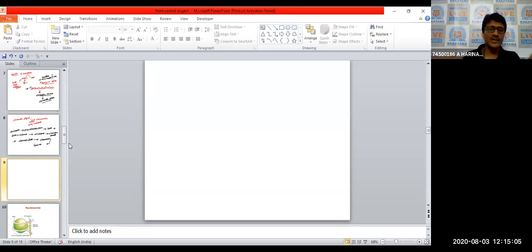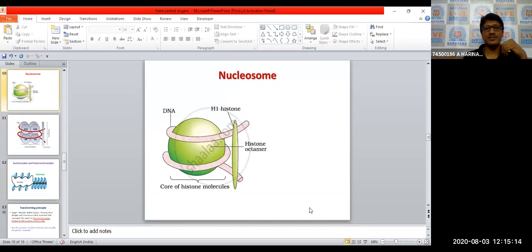Non-histone chromosomal proteins. Remember, packaging of DNA requires histone proteins. The higher level requires non-histone chromosomal proteins.